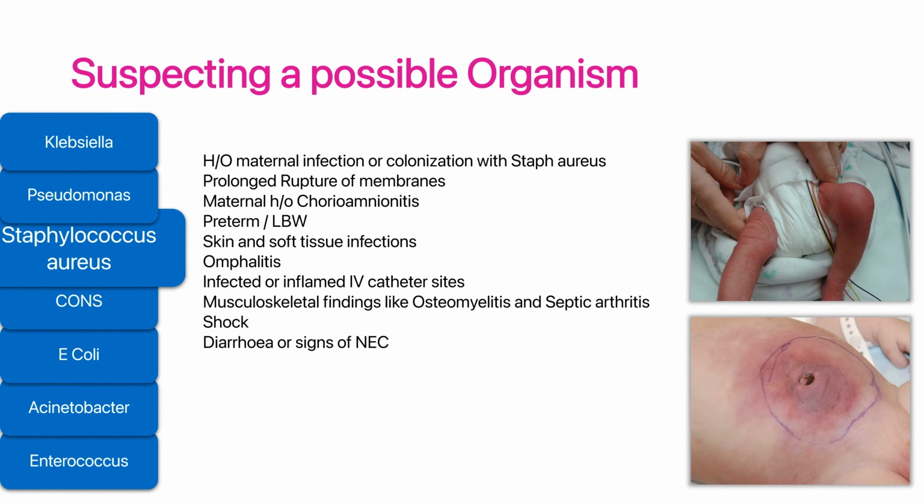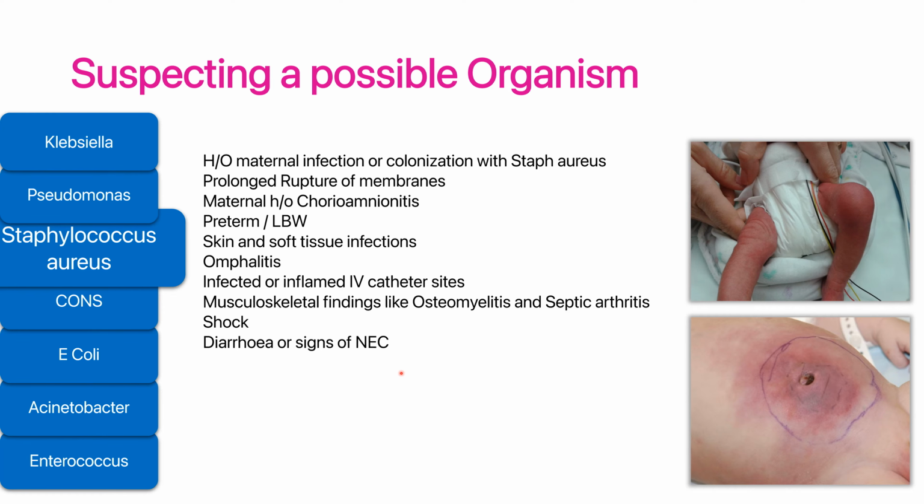When do we suspect Staphylococcus aureus? Basically, like in any other children, presence of staphylococcal infection elsewhere on the body can help us suspect Staphylococcus in the neonate. For example, history of maternal infection or colonization with Staphylococcus aureus, any history of prolonged rupture of membrane, any maternal history of chorioamnionitis, premature or low birth weight babies, any skin and soft tissue infections, omphalitis, infected or inflamed IV catheter sites, musculoskeletal findings like osteomyelitis or septic arthritis, presence of shock, presence of diarrhea or signs of necrotizing enterocolitis. All these are caused mainly by Staphylococcus aureus.